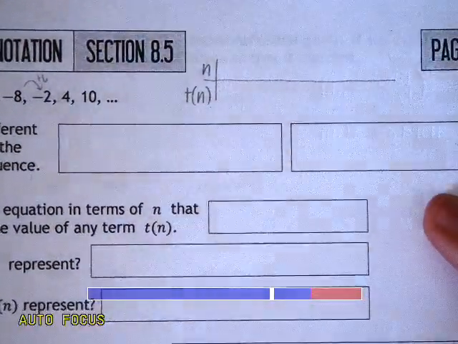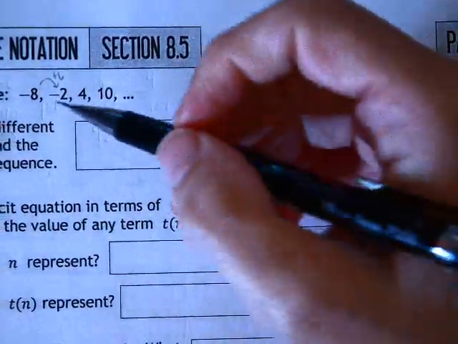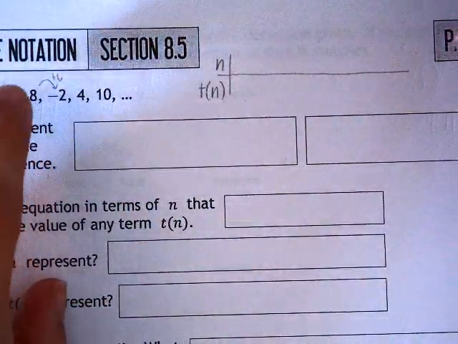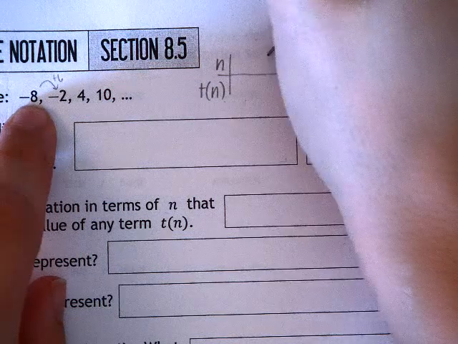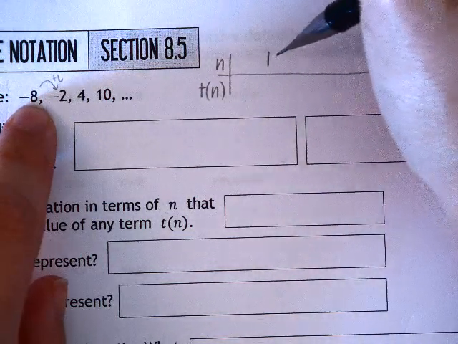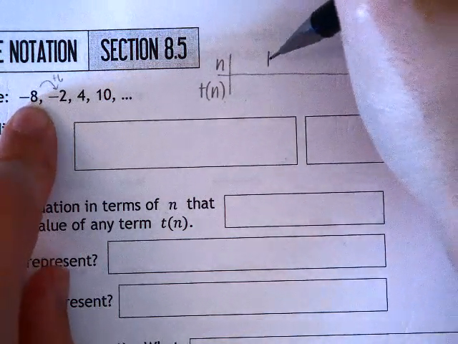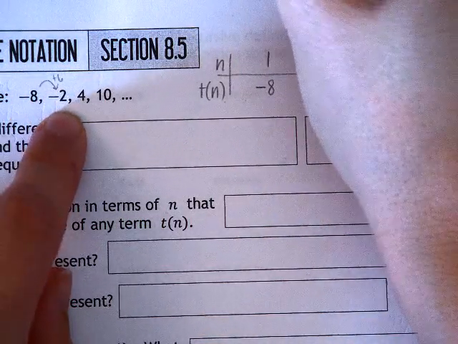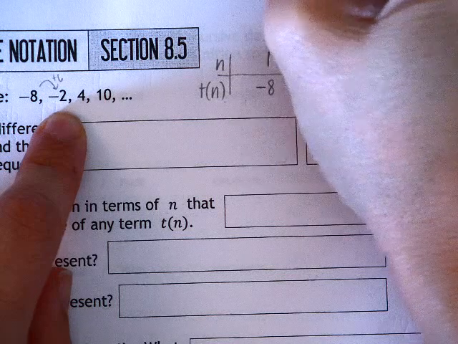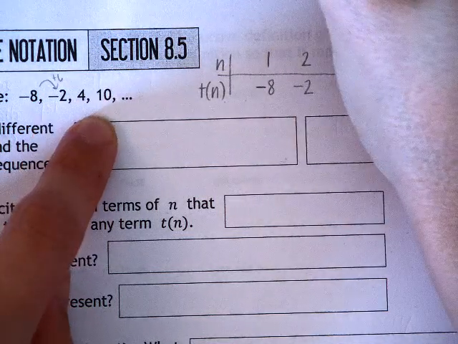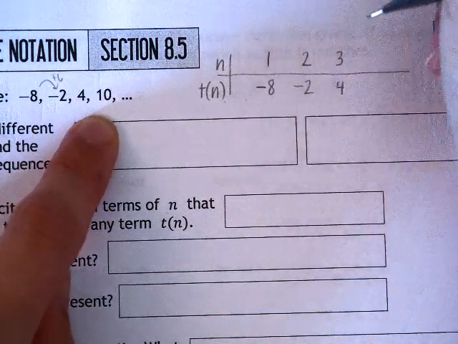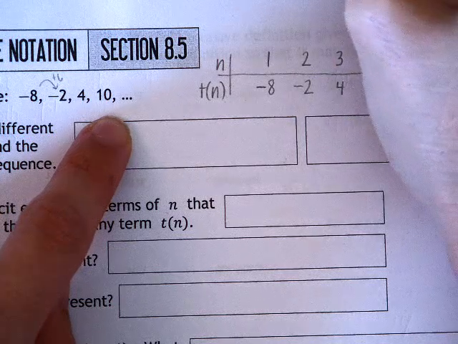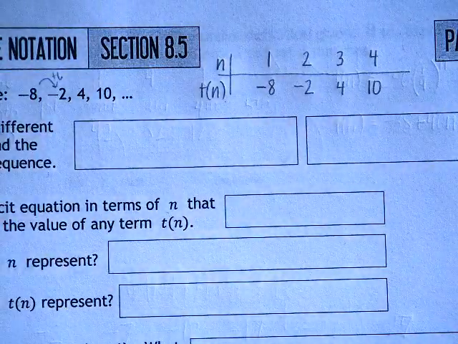Now, as I look at the terms, I have to remember that when I see a list of terms, the first number in the list is quite literally the first term in the sequence, where n is 1. So the first term is -8. The second term is -2. The third term is 4. The fourth term is 10, and so on and so forth.